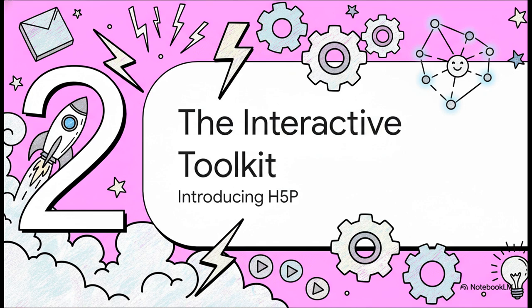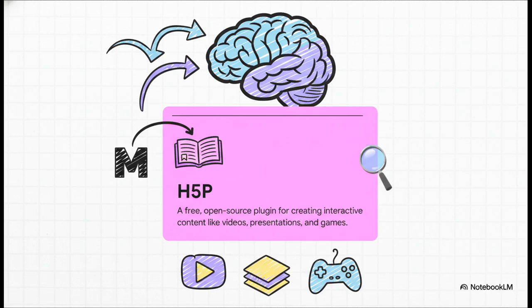And that brings us to the solution. The team found this incredibly powerful tool that was about to completely change the game for their course. It's called H5P. So what is H5P anyway? Well, it's a free open source plugin that you can pop right into platforms like Moodle. And here's what it does. It lets educators build all this amazing, rich, interactive content directly inside their courses. We are way beyond just text and images here.